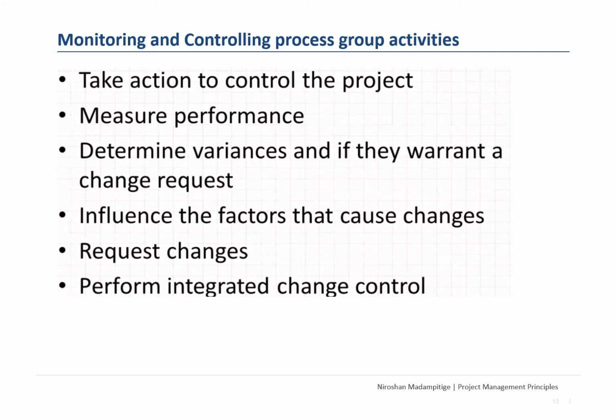All right, so far we discussed 3 process groups: initiating, planning, and executing. Now let's have a look at the 4th process group, that is the monitoring and controlling process group. In this process, there are many activities to happen. The intention of this particular process is to observe what's happening in the execution and the planning and adjust to get back on track. So let's see what exactly you will do, right?